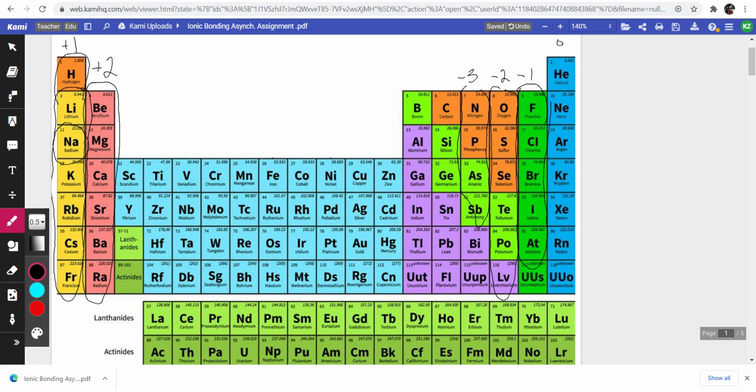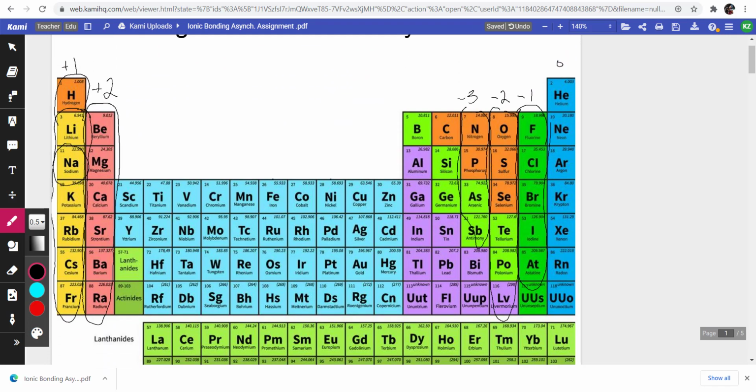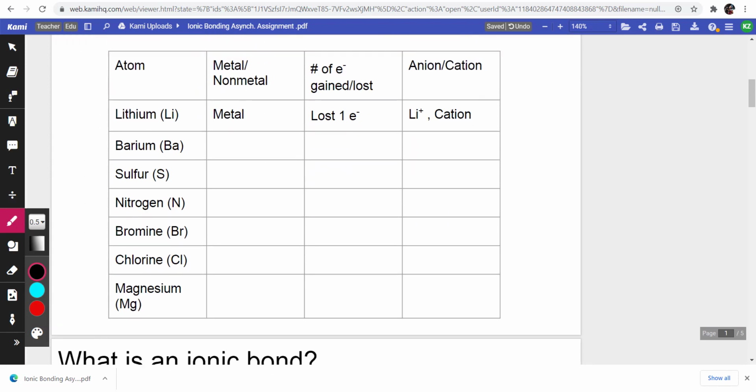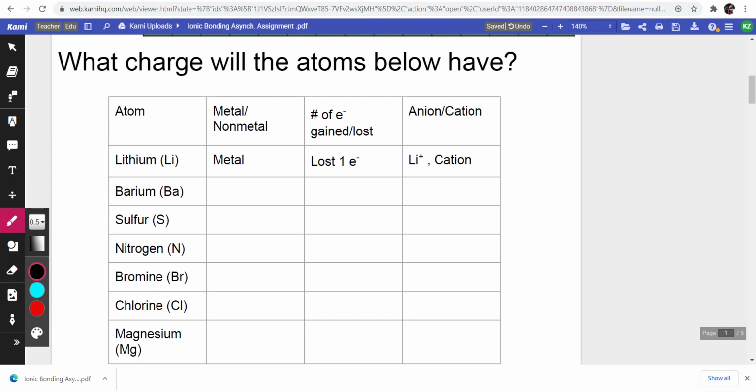Now let's go ahead and go down to the bottom here. After going back to sodium, we could see that sodium has a charge of +1. The same would be true for lithium, potassium, rubidium, and so on. So let's go ahead and move on to the assignment that you have right here.